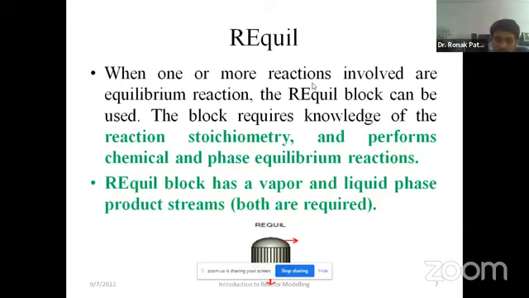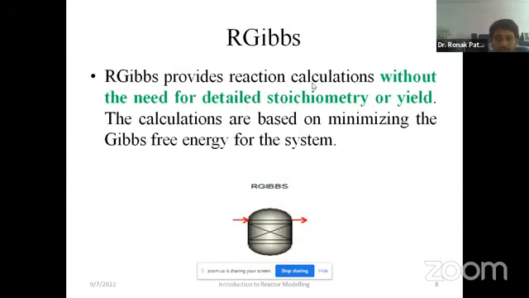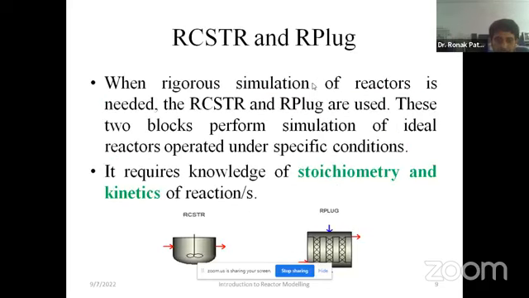Two outputs that will give us the vapor and liquid composition. RGibbs is again based on the equilibrium, minimization of Gibbs free energy, and it will give us the composition at the equilibrium. But the advantage of using RGibbs is that it does not require any kind of stoichiometry, whereas the previous module requires the stoichiometry and yield of a reaction.